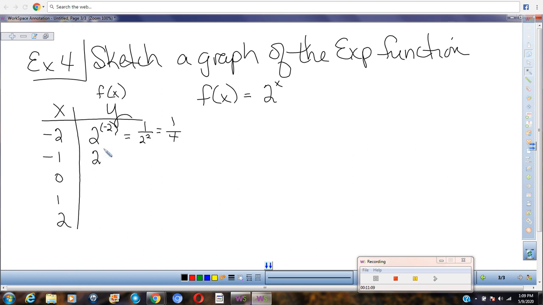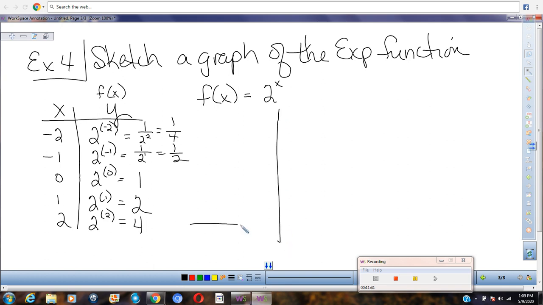Next one, we have 2 to the -1 power. Again, it's going to drop that 2 to the bottom, and our exponent becomes a +1, or we have 1/2. How about 2 to the 0 power? Anything raised to the 0 power is 1. 2 to the first power is just 2, and we have 2 to the second power, so 2 times 2, which equals 4. Let's plot these points, and we'll see if we can graph our exponential function.